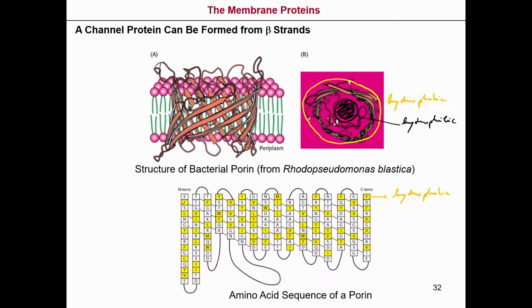This time it's a porin, and you remember that in a beta strand you have one amino acid on one side of the beta sheet and the next on the other side. So you have hydrophobic, hydrophilic, hydrophobic, hydrophilic, and so on. So you have the hydrophilic inside and the hydrophobic outside.